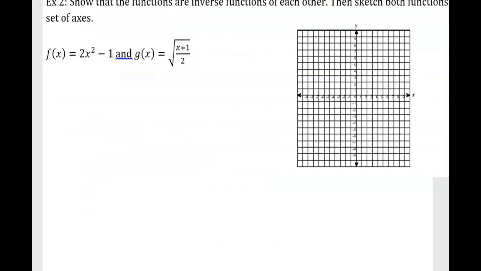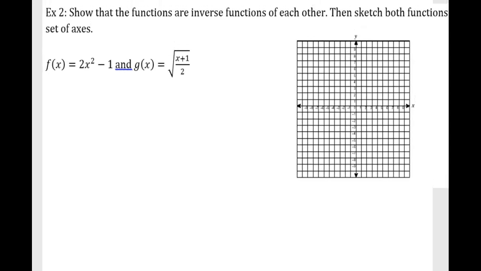Okay, so we can show that functions are inverses of each other by sketching the two functions and comparing their sets of axes. So we have f of x equals 2x squared minus 1, and g of x equals the square root of x plus 1. So what we do is graph each of these.